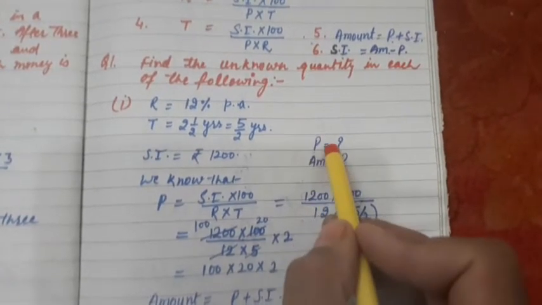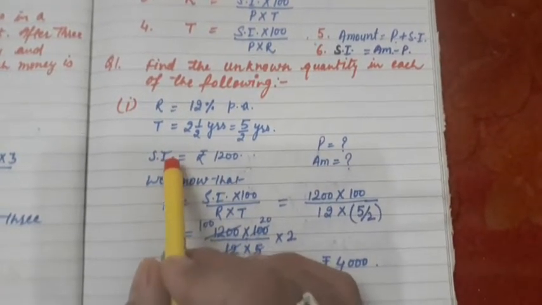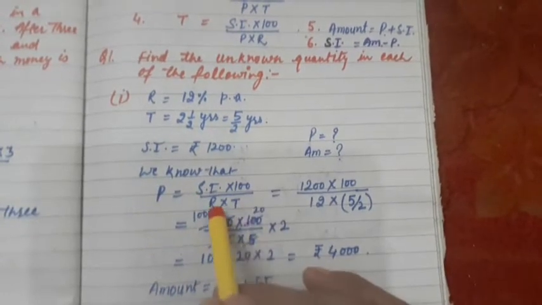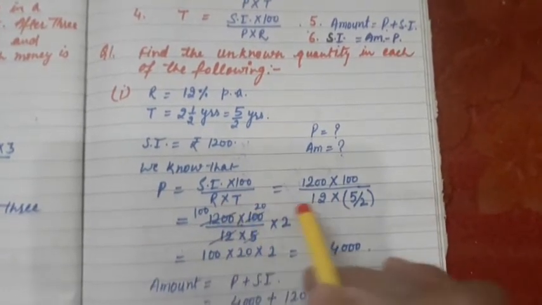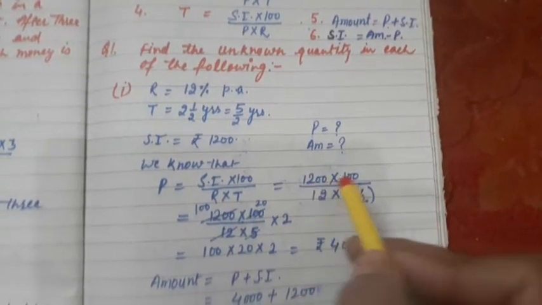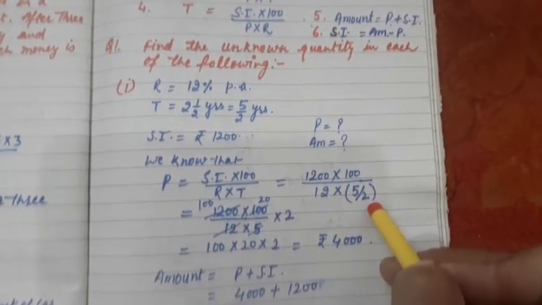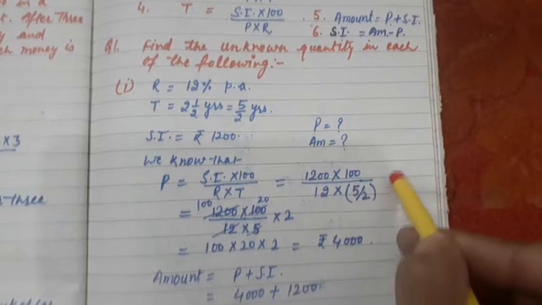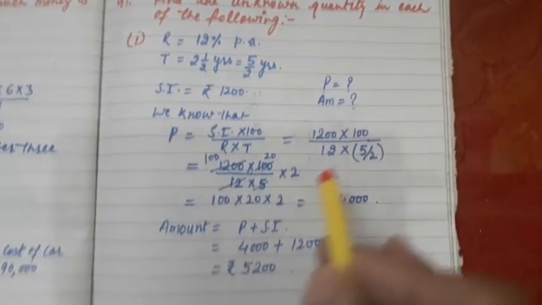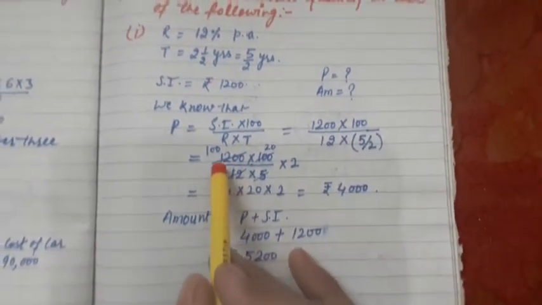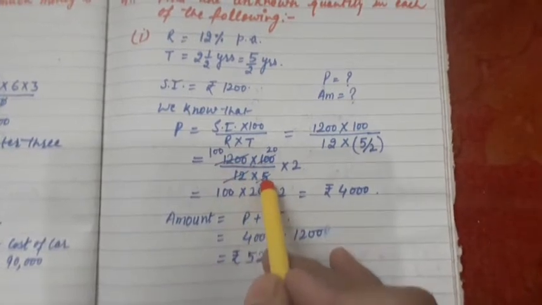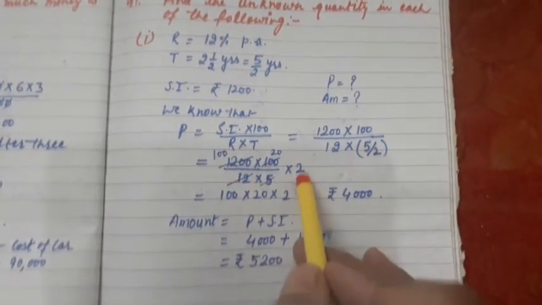The formula for principal when simple interest is given is equal to SI into 100 upon R into T. When we place these values, 1200 into 100 upon 12 into 5 upon 2. The 2 is in the denominator, so it goes into multiplication in the next step. It is equal to 1200 into 100 upon 12 into 5 into 2.